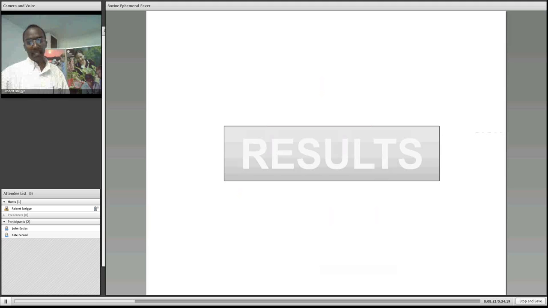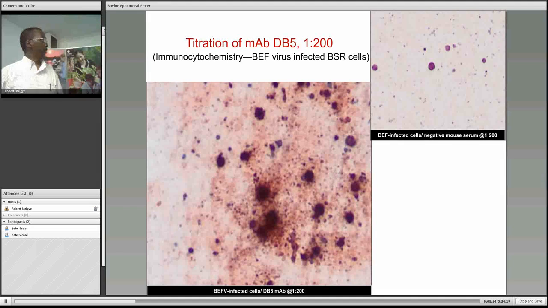So here are the results. This is a very interesting slide. I didn't show it before, but this is the very first time we tried this assay. And here what we have are those cells infected with the virus that have been probed with this monoclonal antibody DB5 that is highly specific for this virus. In fact, highly specific for a specific viral protein. Even at this dilution of 1 in 200, the first time I saw this, I just jumped.